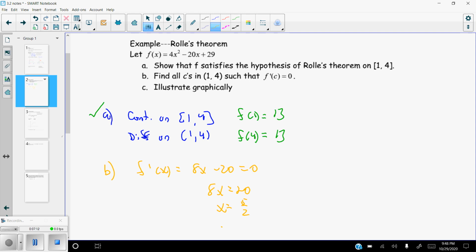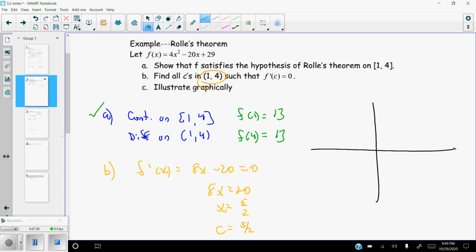So this is the c value that we were looking for, 5 halves. And that's definitely in between 1 and 4. So that checks out. It's in between the open interval 1 to 4. So let's illustrate it graphically.